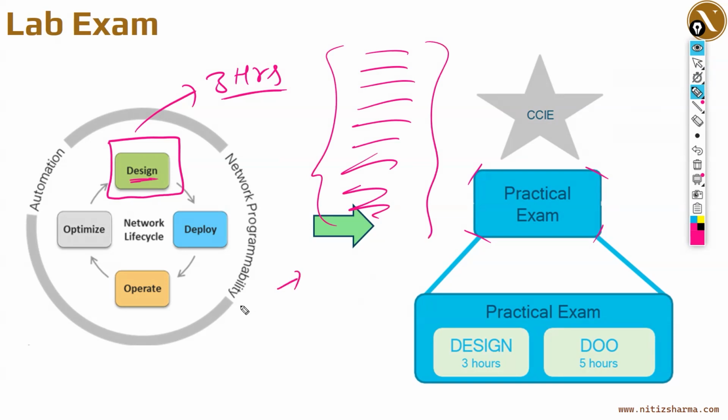Which feature of MSTP should we go with? Which feature of BGP should we select? Which feature of OSPF, what configuration of OSPF do you think will be better? And BGP and MPLS. It will be like that for the first 3 hours. Then you'll have a break, and then you'll start your second 5 hour part, which is DOO: deploy, operate, and optimize.